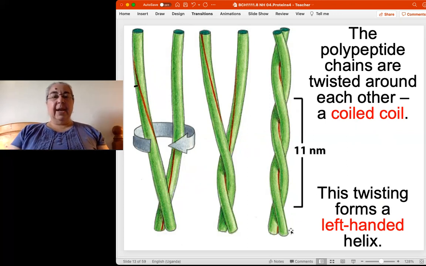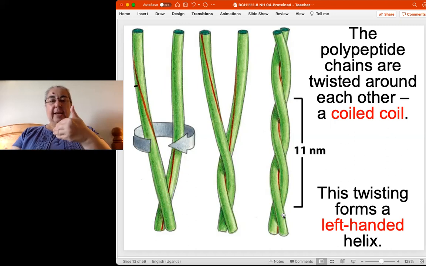Okay, and remember last time we talked about right and left-handed helices. The alpha helix is a right-handed helix, but if you look at the twisting we see here, you'll see that it's actually a left-handed helix. If you curve your left-hand fingers around and your thumb follows the direction of the coil, you'll see that your left-hand fingers follow the direction the coil is moving, whereas your right-hand fingers don't.